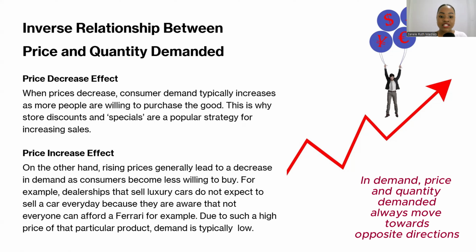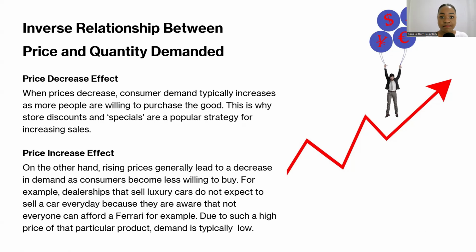For example, dealerships that sell luxury cars do not expect to sell a car every day because they are aware that not everyone can afford a Ferrari, for example. Due to such a high price of that particular product, demand is typically low. And as we said, in economics, demand is how many people can afford this particular product.